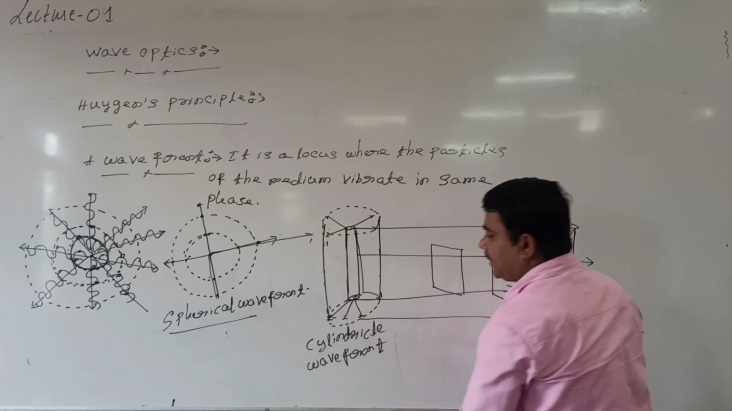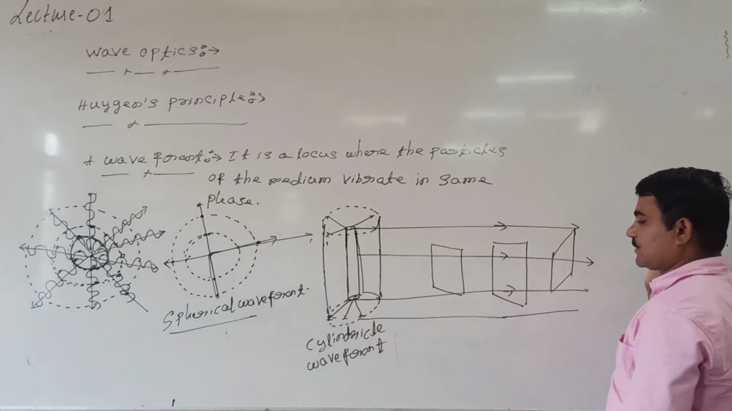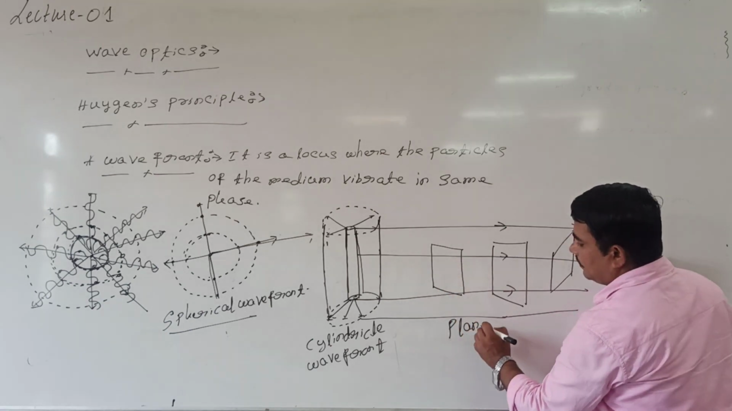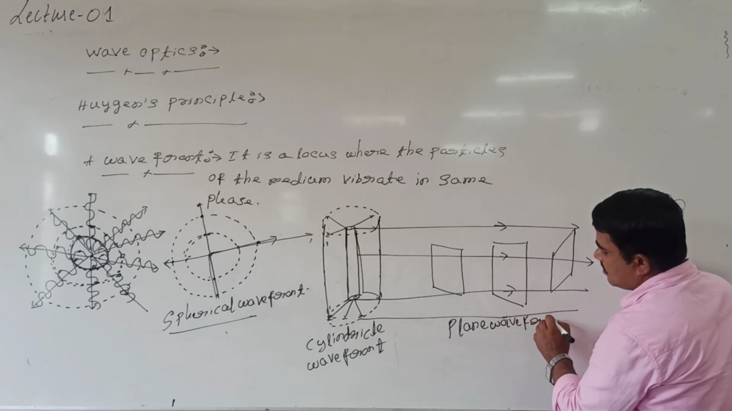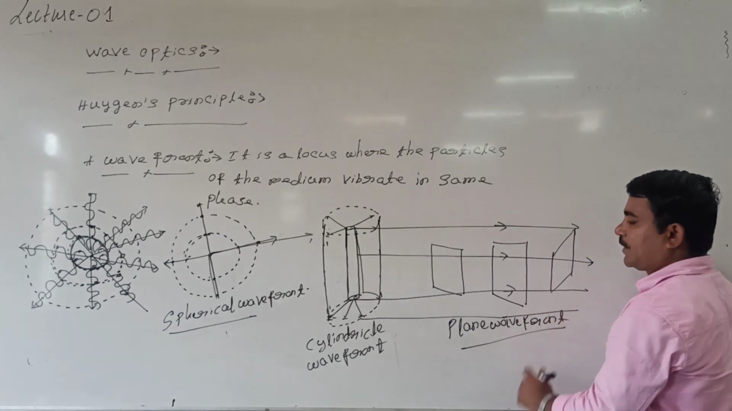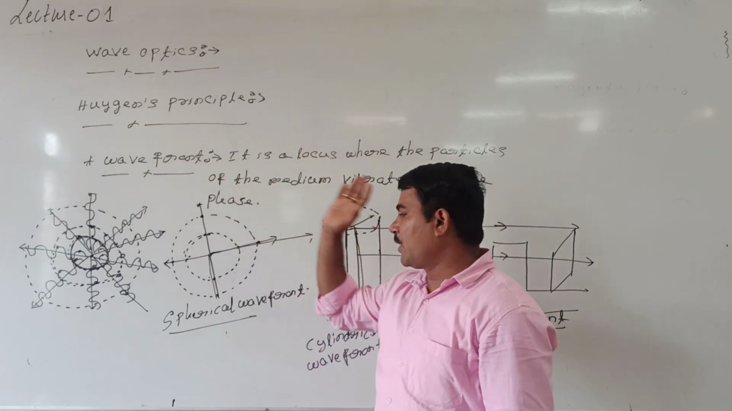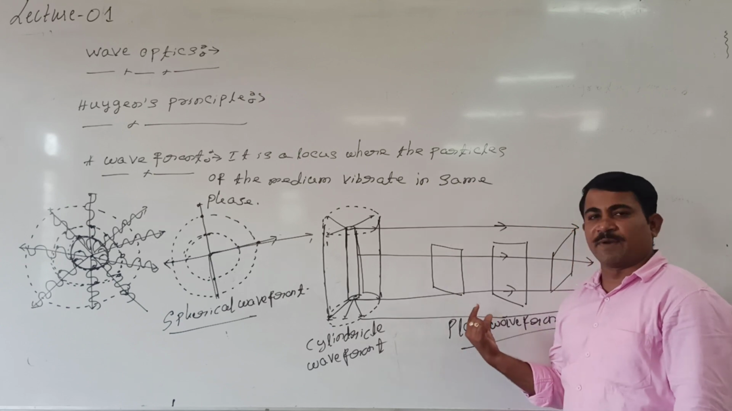The wavefront due to infinite distance, that we are calling plane wavefront. This I can call plane wavefront. So the wavefront is mainly classified into three categories. One we are calling what? Spherical wavefront, cylindrical wavefront, and plane wavefront.